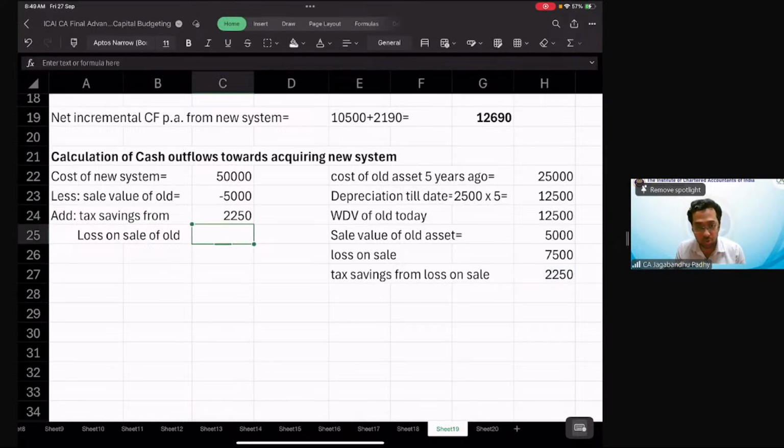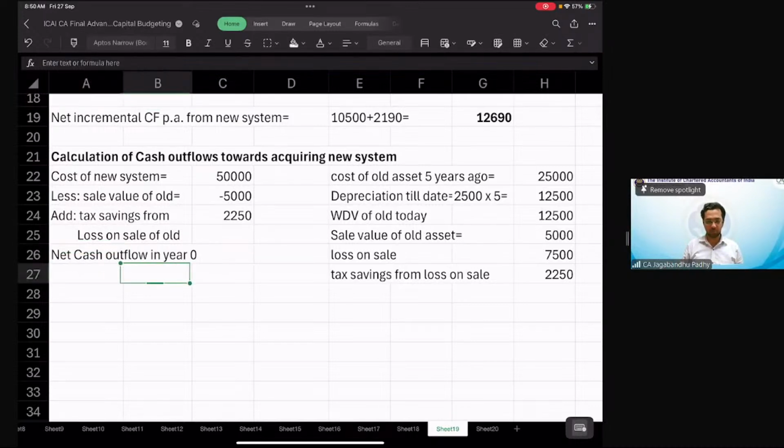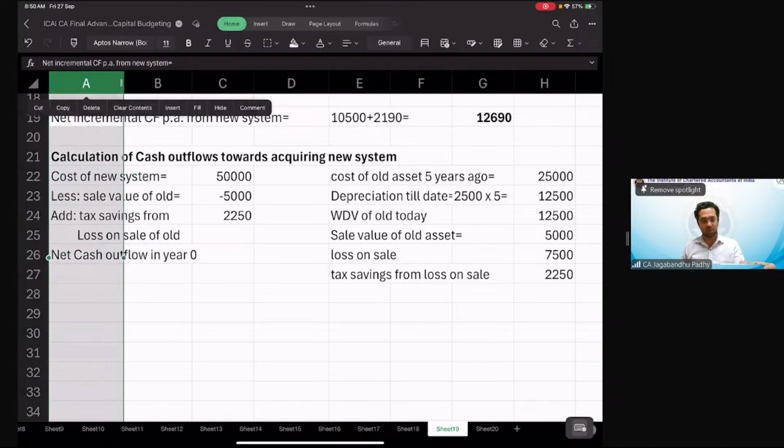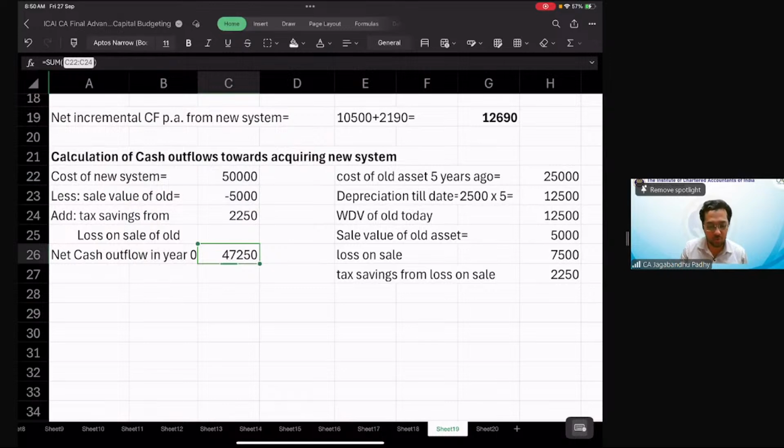Right? Tax savings are not notional, tax savings are real, because we are going to save this 2250 today because we are going to sell the asset. I'm not bringing in income tax law right now. I'm just making you understand from a pure commercial sense. So 2250 is the tax saving that we have. So what will be the net cash outflow in year 0? Net cash outflow in year 0 will be a total of all of them, right? So 47,250 is what we are going to invest today.